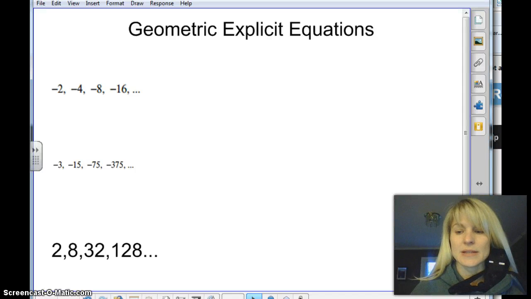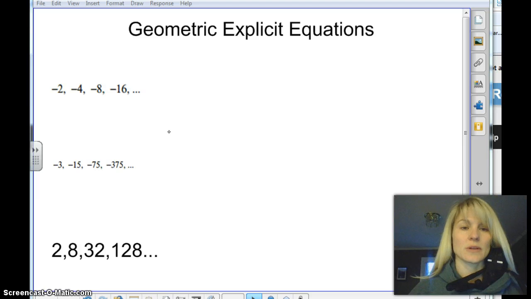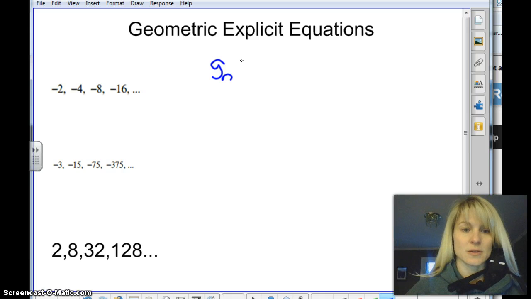All right, tonight the Enderman and I are going to talk to you about geometric explicit equations. Now, this is very similar to the arithmetic that we did the other day, but now we're going to apply it to geometric.